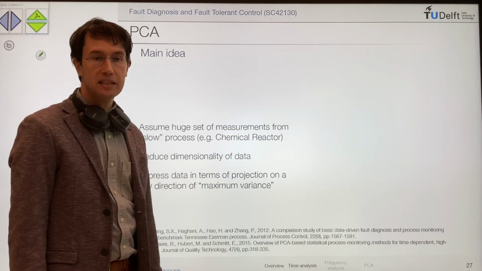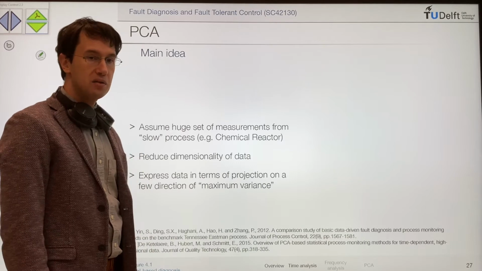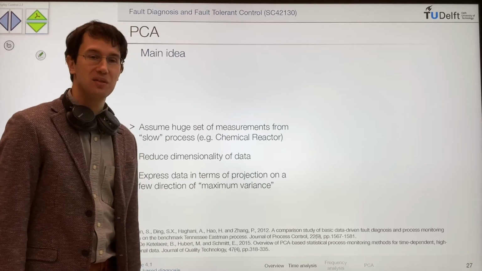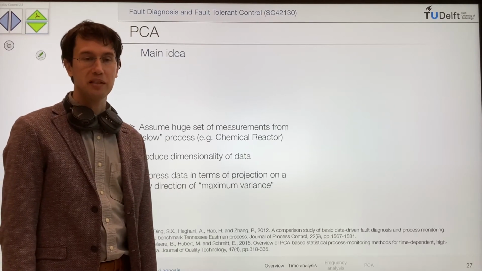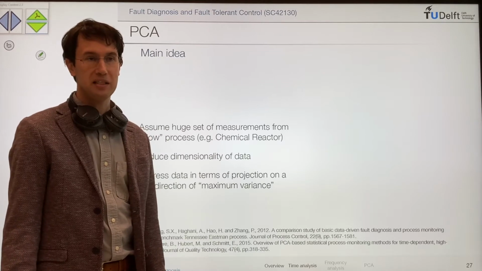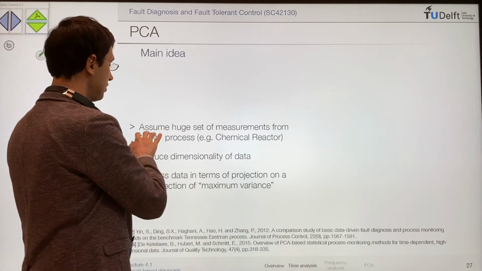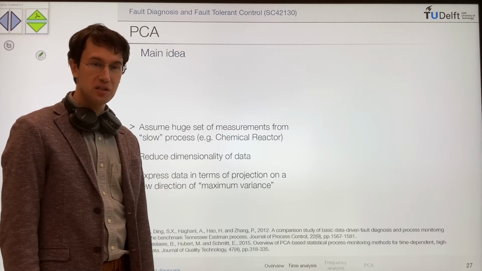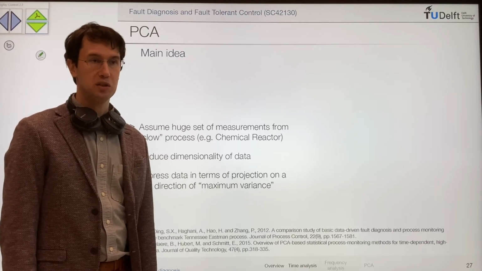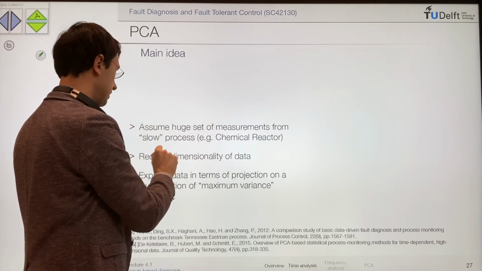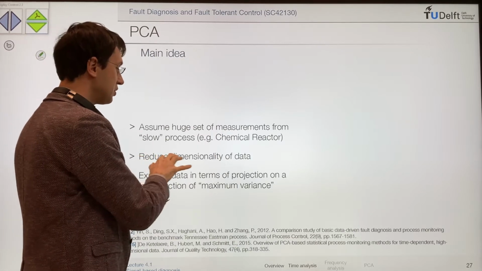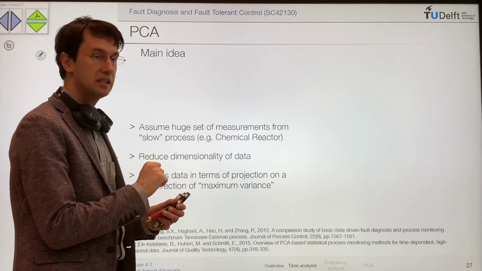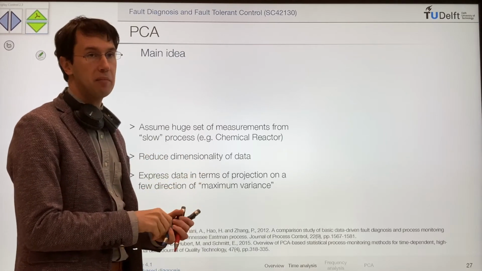So the main idea of the PCA is to start with an assumption. The assumption is that we have a huge set of measurements, so the dimensionality of this set of measurements is too high to just look at them as they are. And also we assume that the process generating these measurements is slow, so we are always in stationary conditions. As we have this huge set of measurements, we want to reduce the dimensionality of data. And to understand how this is done, let us make a visual example.